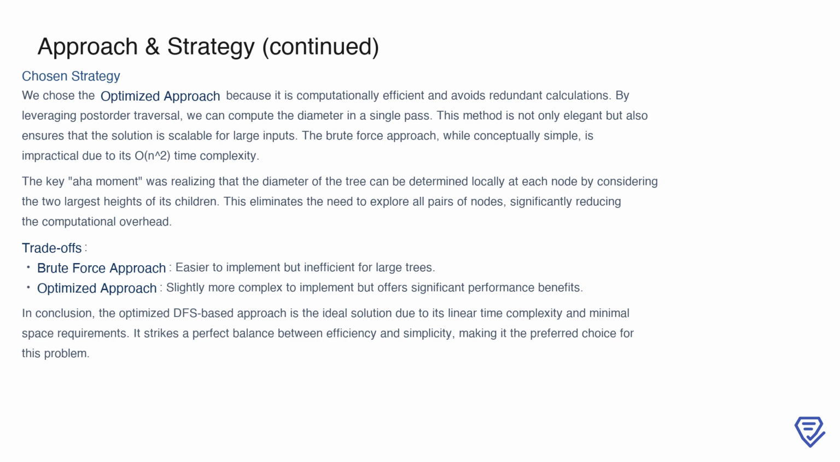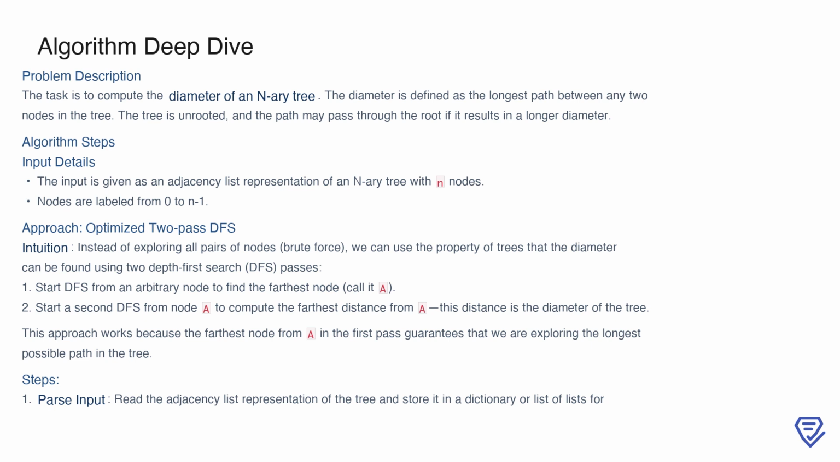The diameter of an N-Ary tree is defined as the longest path between any two nodes. This path can cross through the root or be entirely contained within a subtree. To solve this, we use an optimized two-pass depth-first search, or DFS, approach.